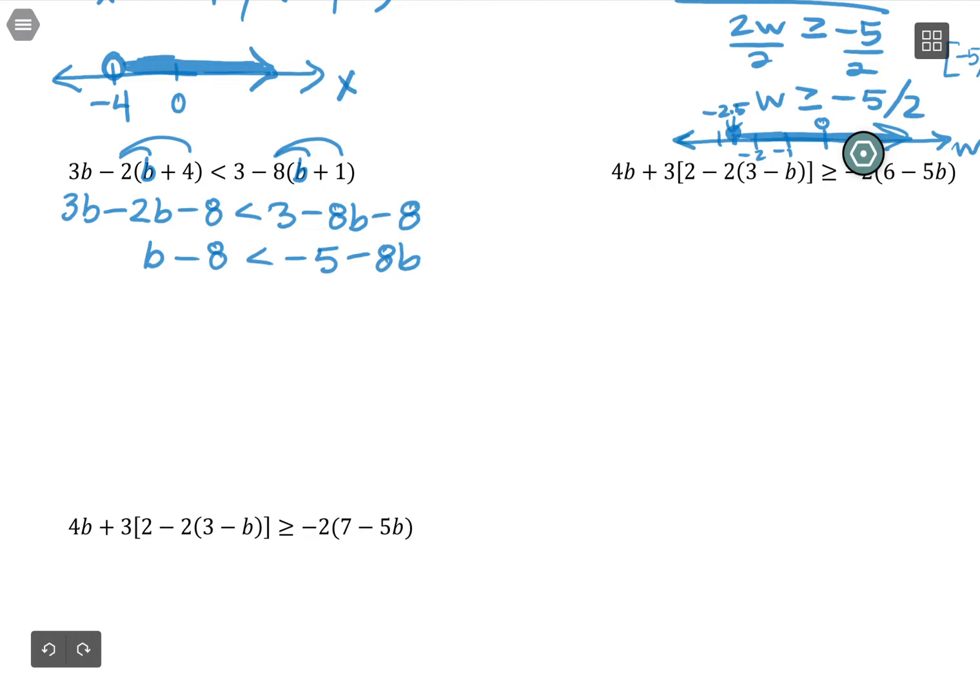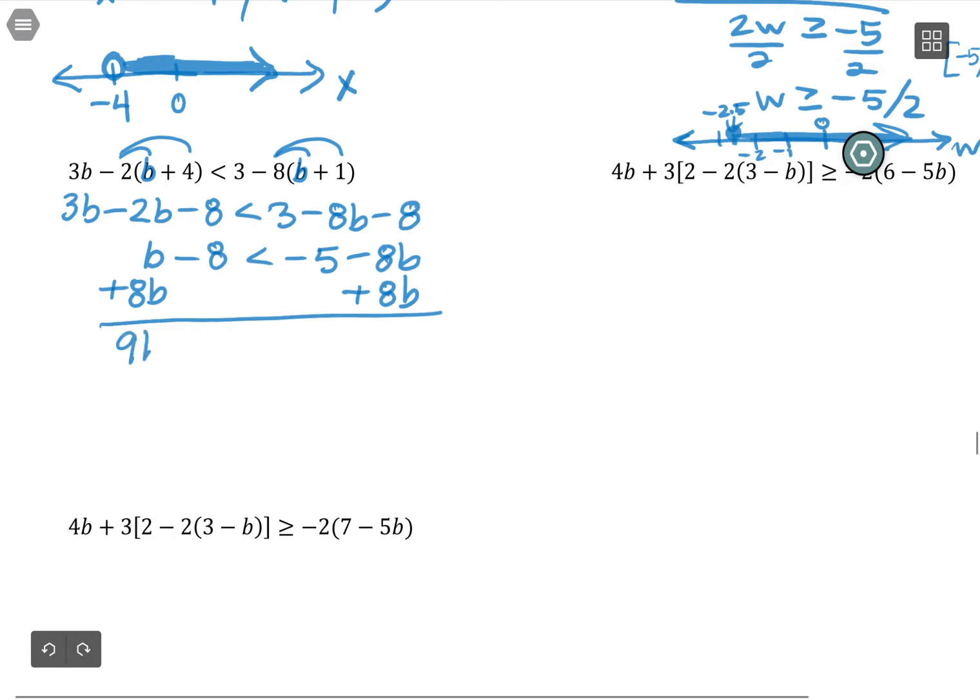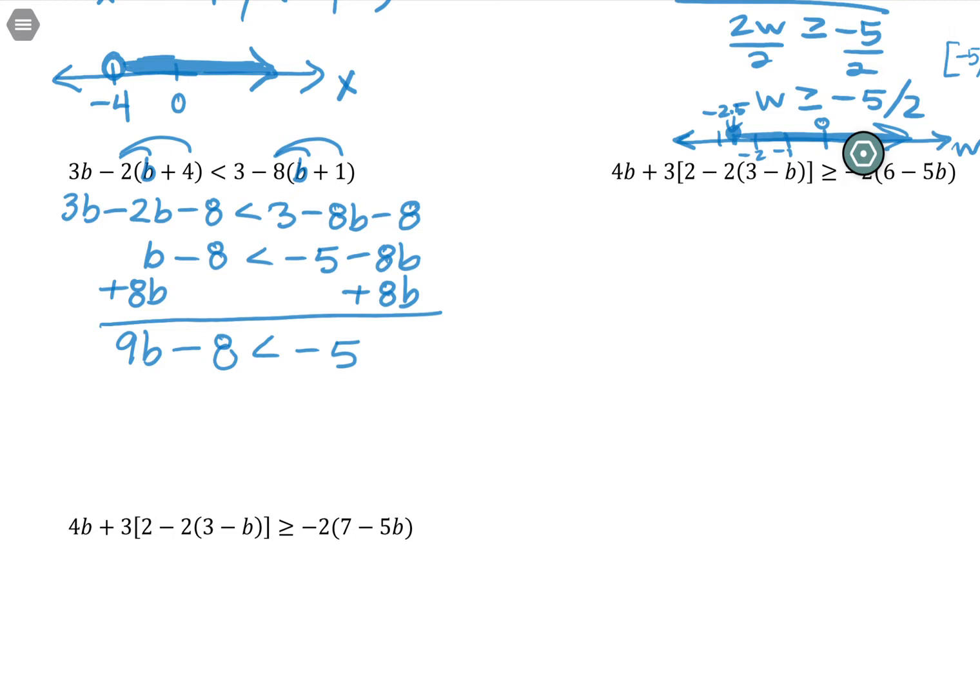Okay, so b's are no longer trapped, but they are on both sides. So I'm going to move them to the left by adding 8b, which will give me 9b's on the left, minus 8, and only a -5 on the right. Finally, down to a single b on one side, which is getting multiplied by 9, and then I subtract 8.